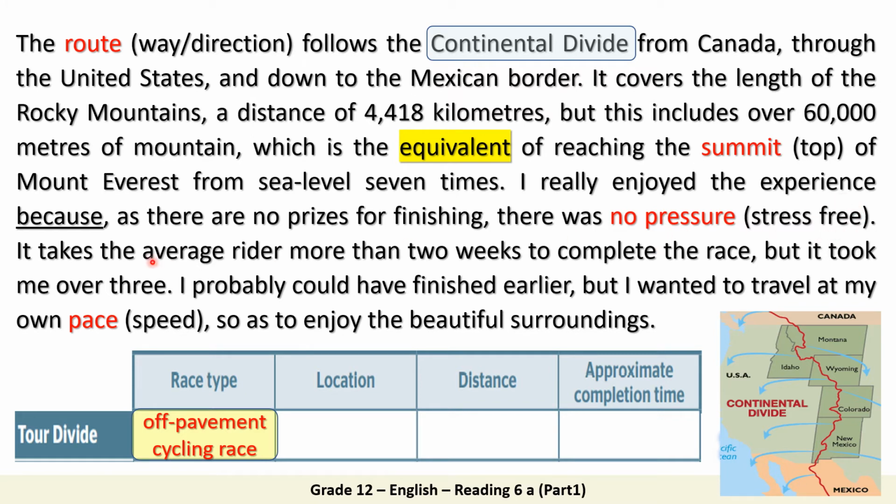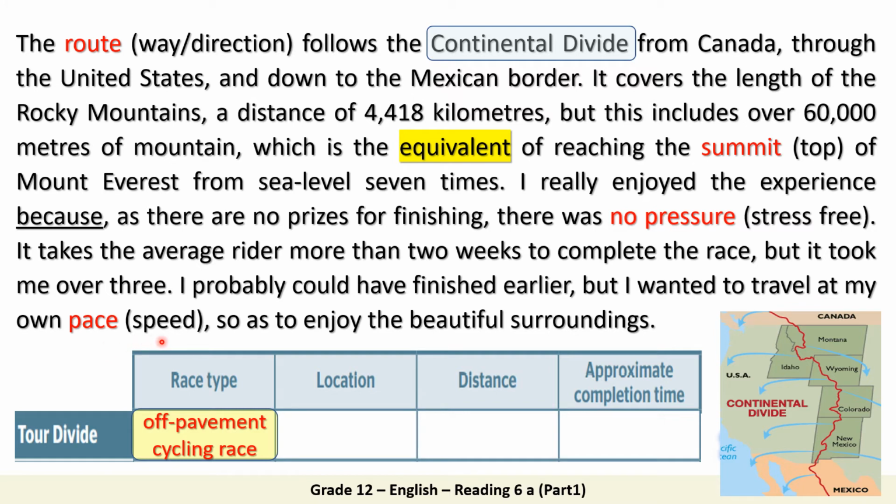How much time did it take? Okay, it takes the average rider more than 2 weeks to complete the race. He is talking now about the approximate completion time. Pay attention. It takes the average rider more than 2 weeks to complete the race, but it took me over 3. I probably could have finished earlier, but the point is, why didn't he finish earlier? Because he wanted to travel at his own pace, at his own speed.